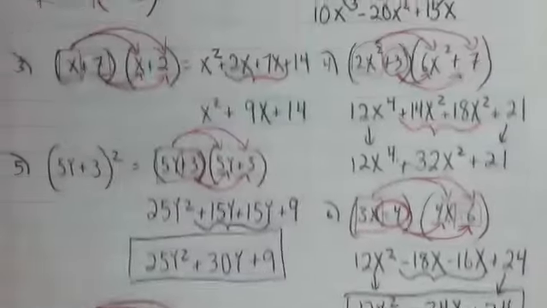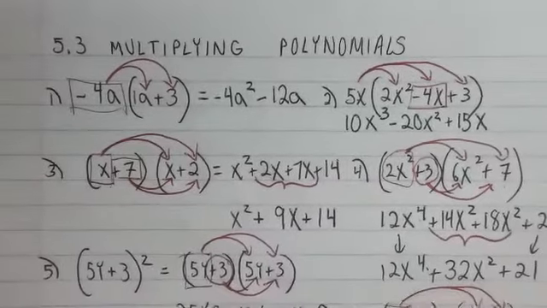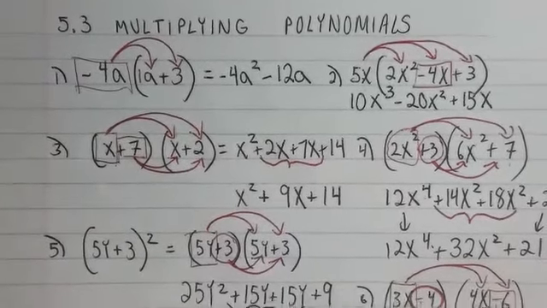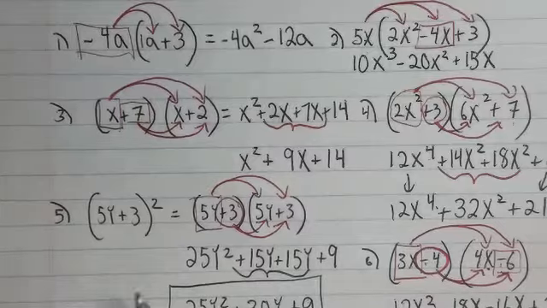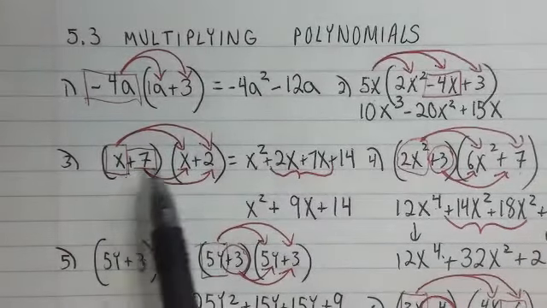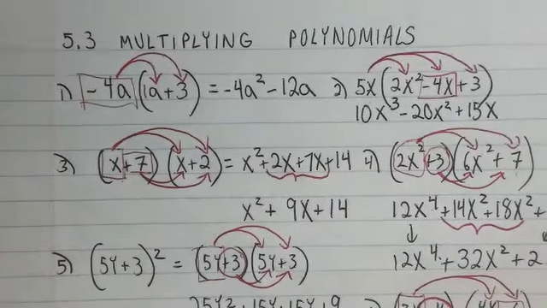So that is 5.3, multiplying polynomials. Again, probably the most important thing is these binomial times binomial problems, that we understand what we're doing on those.